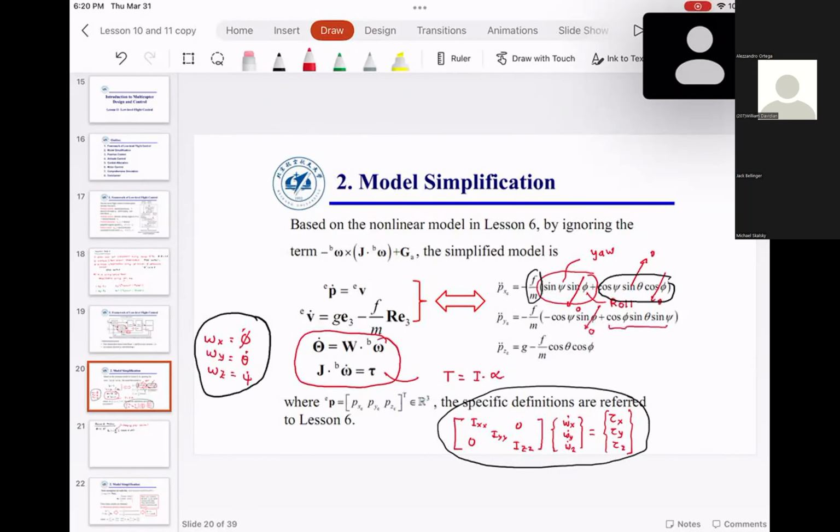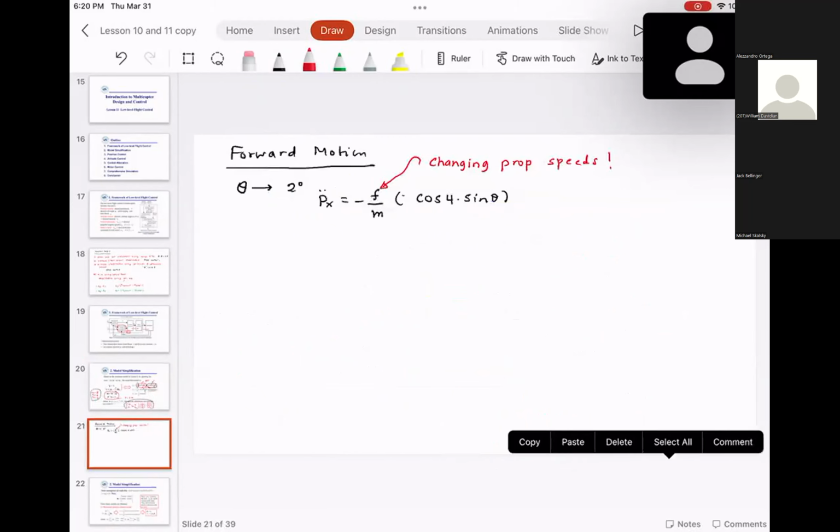So what I would do is allow theta to be non-zero, but my psi is equal to 0, and my roll is equal to 0. Only then can my quadcopter go in the forward direction. Everyone understood this? Yes.